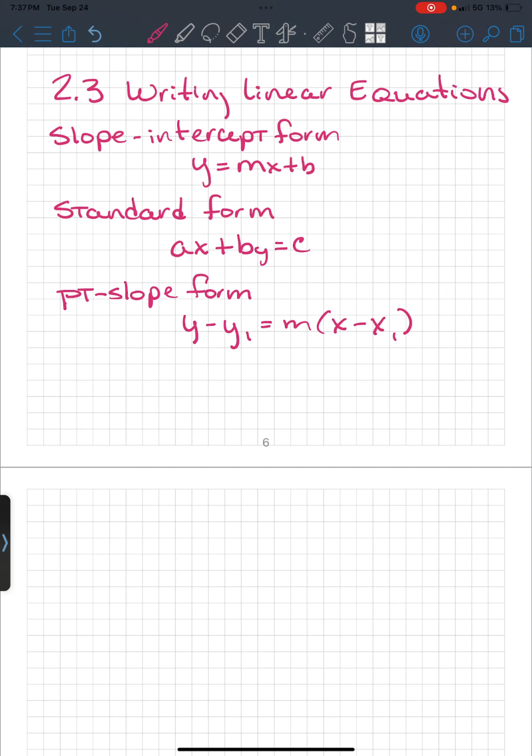In Chapter 2, Section 3, we are going to be writing linear equations giving some information. You need to know these three forms for this section and then for the rest of your math career also. So go ahead and write those down, pause it, whatever you need to do, and memorize that, okay?